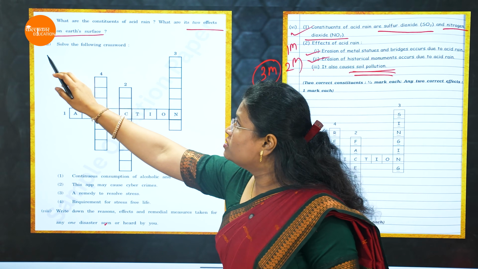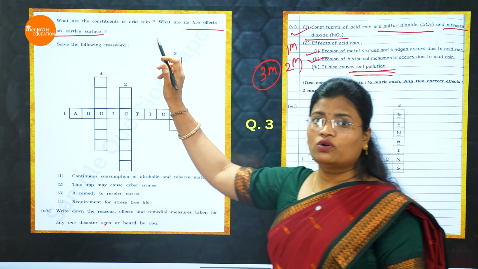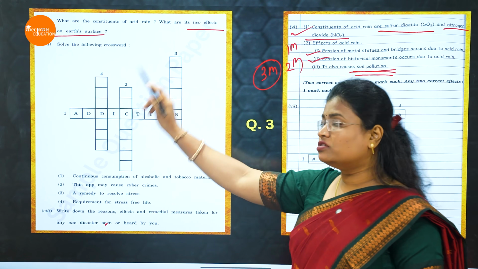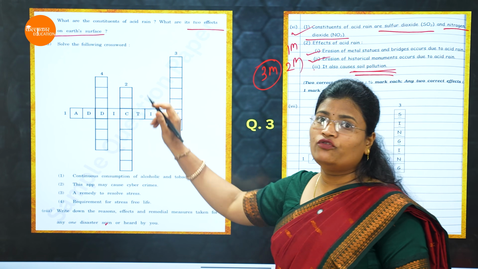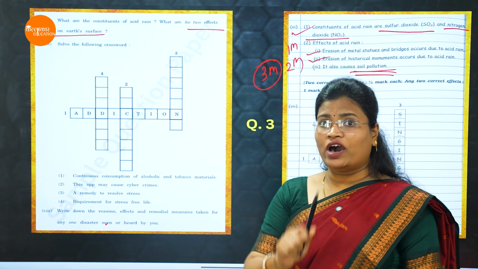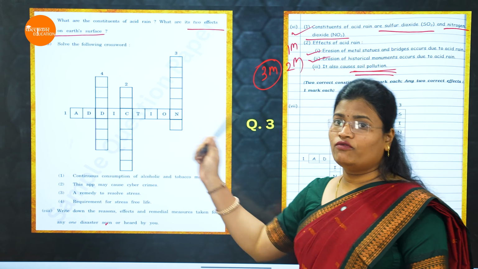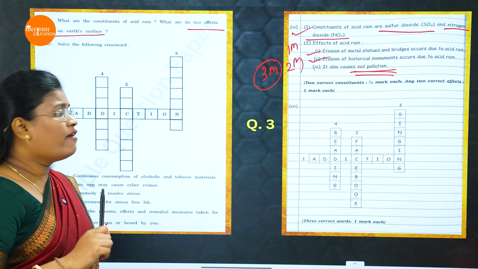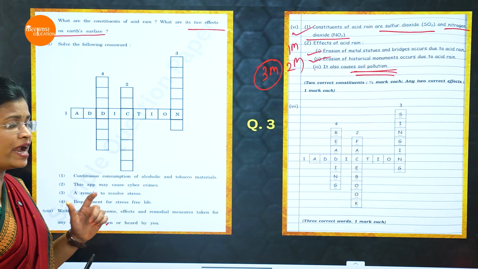Question number 7. Solve the following crosswords. You can see here they have given a nice crossword. In that you have to fill in the words. For filling one correct word, you will get 1 mark. Let's see the answer. For filling the answer, they have given hints on how to write the word.